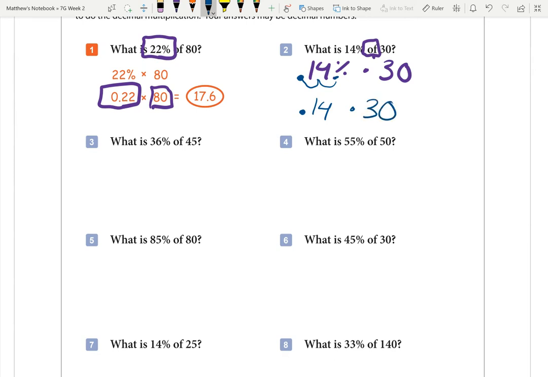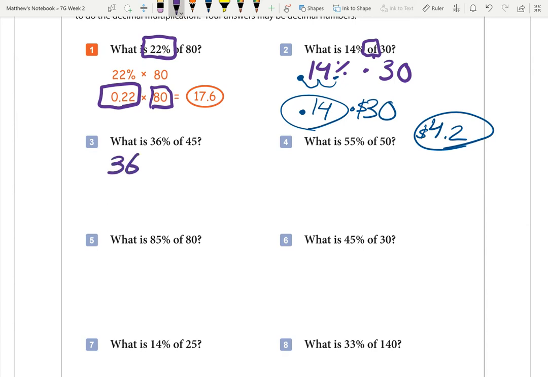I can grab my calculator and use it. So I'm going to do 0.14 times 30, and that is going to be 4.2. I always like to think of these problems in terms of money. Like here, let's say I'm saving 14% of an item that costs $30. I'd be saving $4.20.